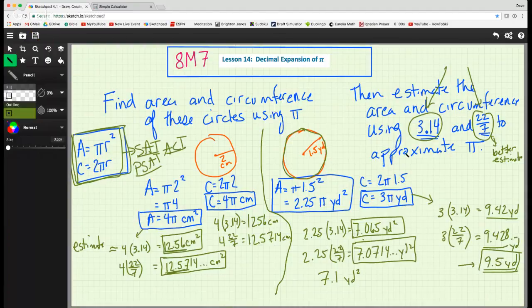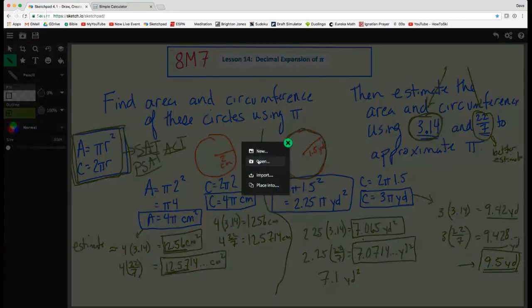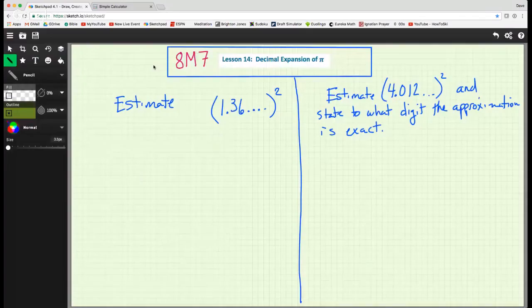And they will also expect that if they say use 3.14 for pi or 22/7 for pi, that you'll know how to use those in calculation to perform estimates for the areas and circumferences of circles. Okay, let's move along. Now we're going to switch gears and do something really different, but it's going to be more similar to what we've done in lessons 13, 12, and 11, where we estimate numbers squared. And this is kind of like the opposite of square roots in a way, when we were estimating square roots. So let's look at this.